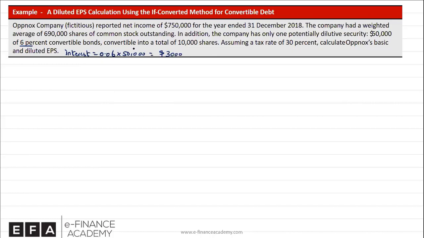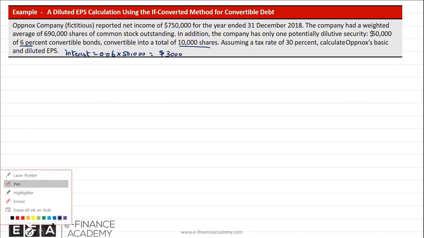of interest. And we are told that all these bonds are convertible into a total of 10,000 common shares. So all the convertible bonds worth 50,000 par can be converted into 10,000 common shares. And the tax rate is also given to us. And of course, we need the tax rate only for the convertible bond, not for convertible preferred shares, because preferred shares have no tax effect.